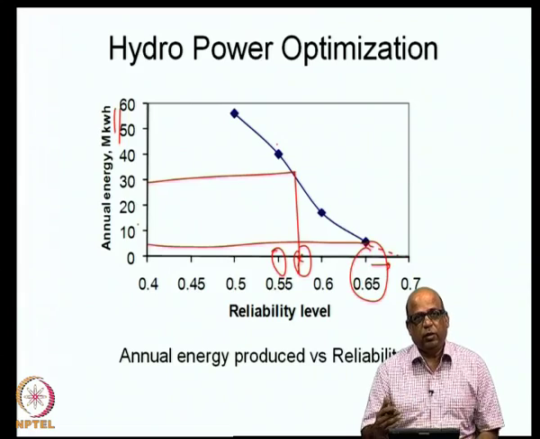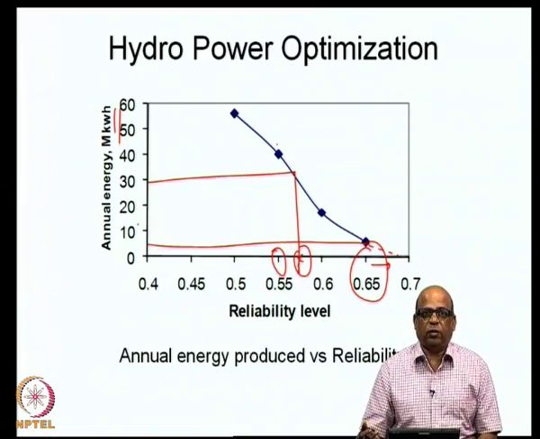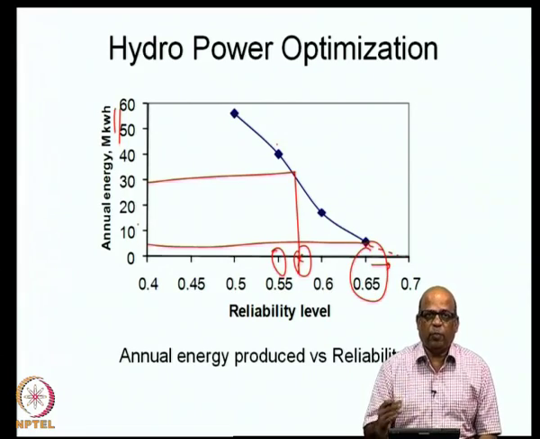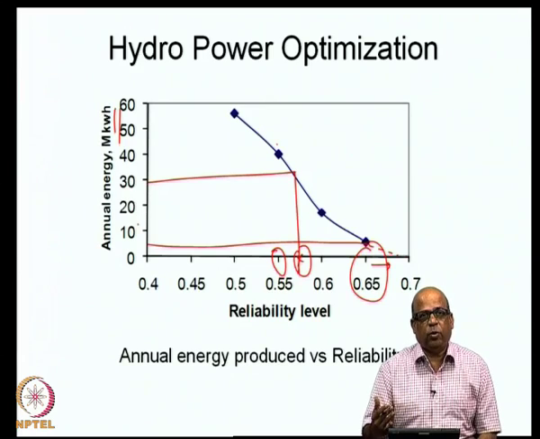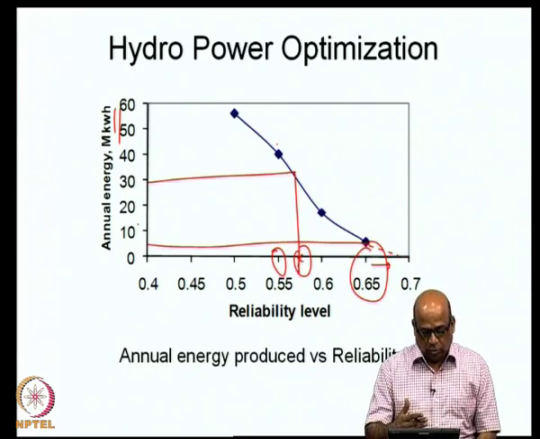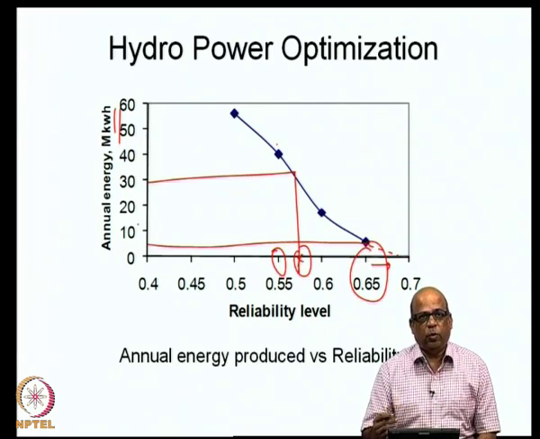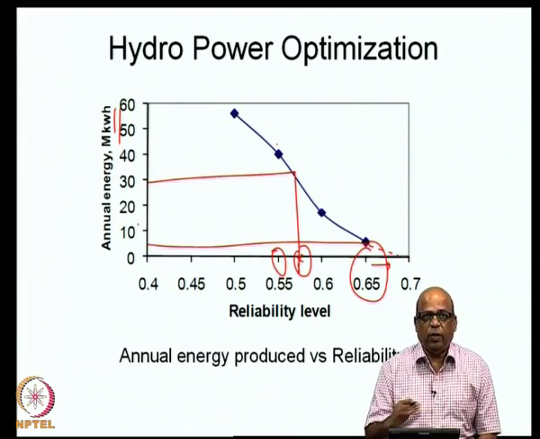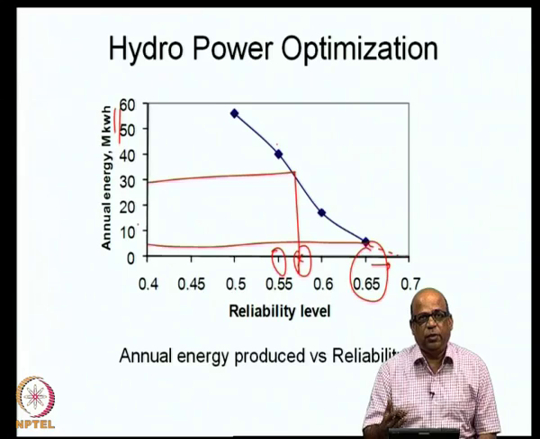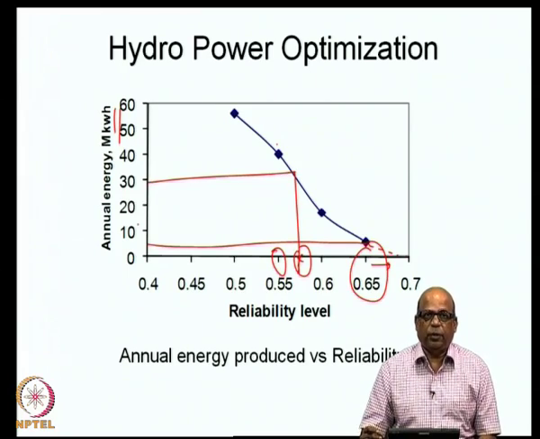This is one of the methods where we have used the chance constraint method. You can also use the stochastic dynamic programming, you can use the Bayesian stochastic dynamic programming and so on. So, there are several methods available for hydropower optimization. This is one of the simpler ways of doing it by considering the inflow uncertainty.